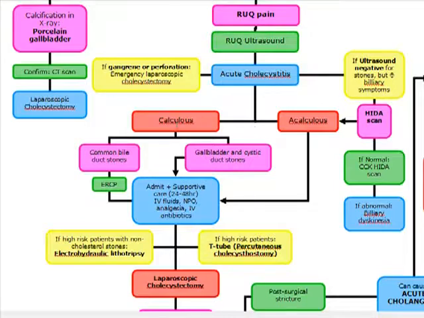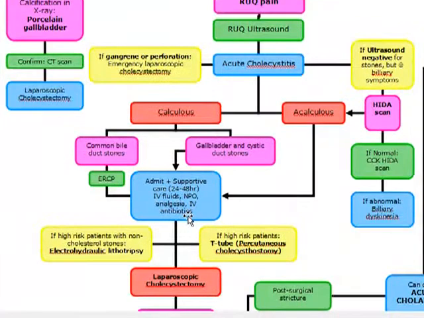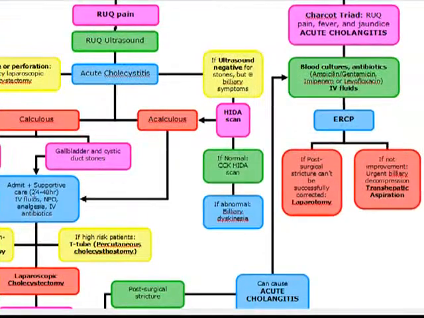Now, we're going to manage them based on whether it's a calculus or acalculous stone. If it's calculus and they're common bile duct stones, we're going to do an ERCP. ERCP is going to be our most accurate diagnostic test, and we're going to admit and do supportive care with IV fluids, NPO, analgesia, and IV antibiotics. And if they're gallbladder or cystic stones, we're going to just go straight to admitting them with supportive care for 24 to 48 hours, IV fluids, NPO, analgesia, and IV antibiotics. Antibiotics, why? Because it's itis. It's an infection, so they're going to be given antibiotics.